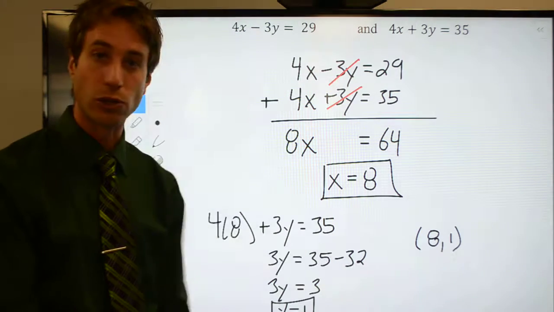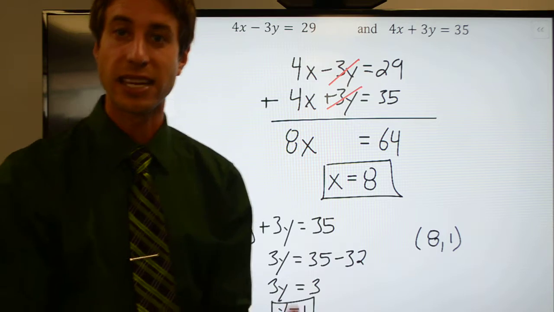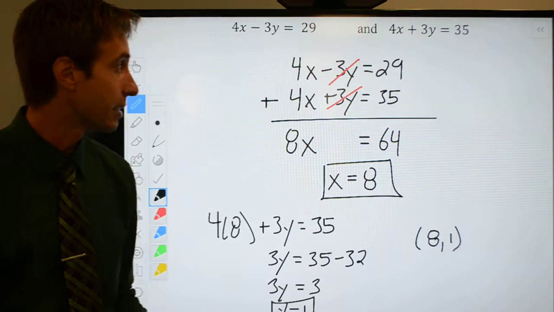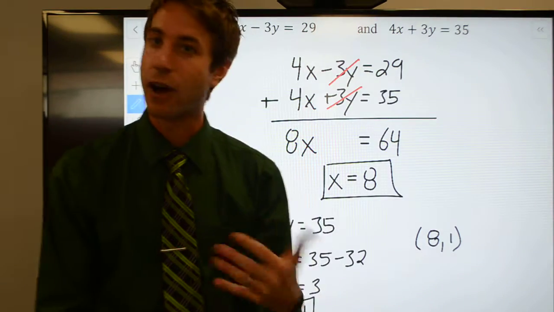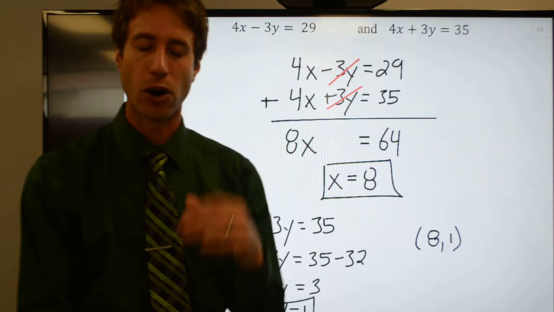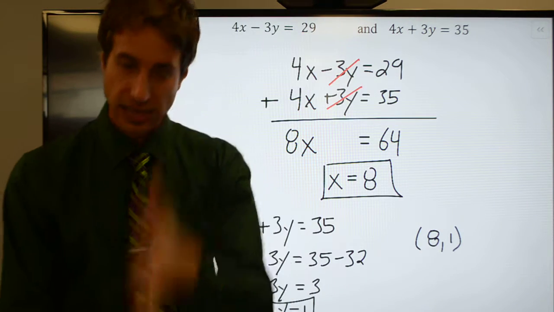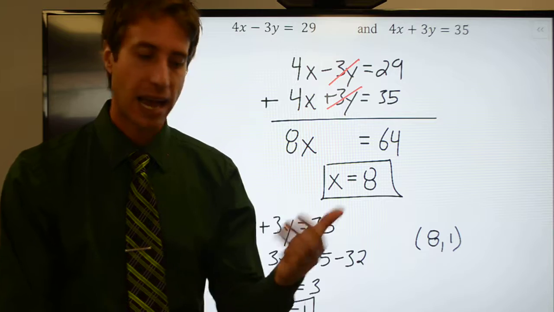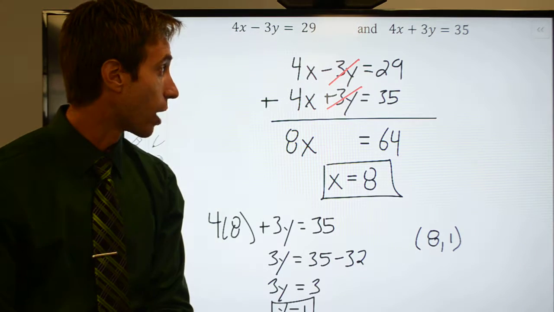That is my solution. My system is consistent and independent, and this was a nice, easy elimination problem where the y already had the same coefficients, opposite in sign. Add the equations together, and it drops out.